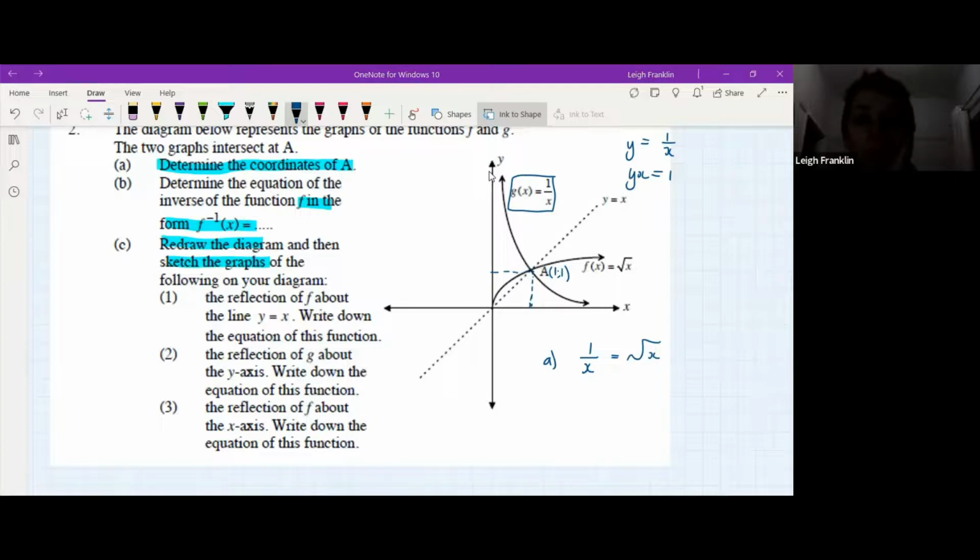But yeah, if we squared both sides, then we would end up with 1 over x squared equals x. Then you could cross multiply, and you'd end up with x cubed equal to 1, and therefore x would be equal to 1. And because it's also on the line y equals x, that means that y would be equal to 1. So there are 2 ways you could look at it. The coordinates of A would be 1 and 1.